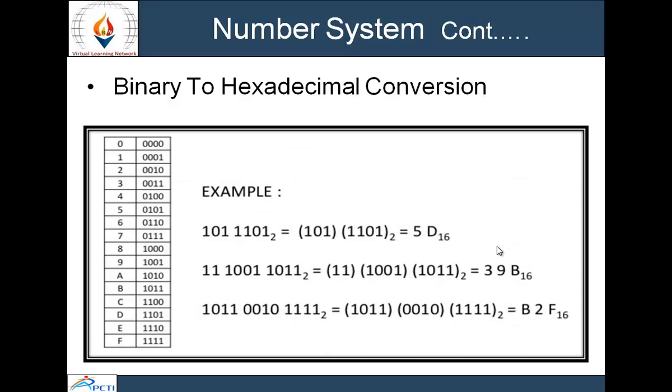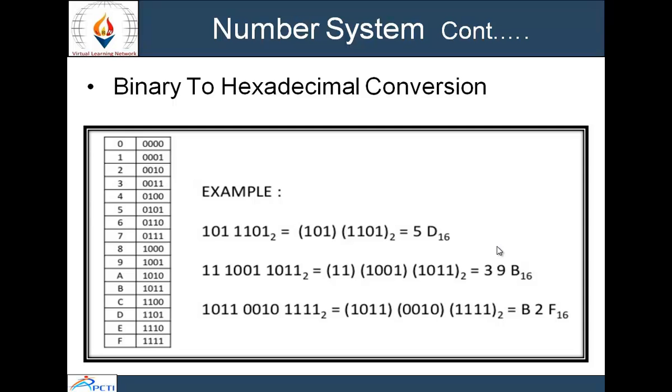Next is binary to hexadecimal conversion. For binary to hexadecimal conversion, the process is almost same as binary to octal conversion. The only difference is, in case of binary to hexadecimal conversion, we create a set of 4 binary digits, because the base of hexadecimal number is 16 and 16 will be represented by 2 raised to power 4. So in case of binary to hexadecimal number, we will create a set of 4 binary digits.